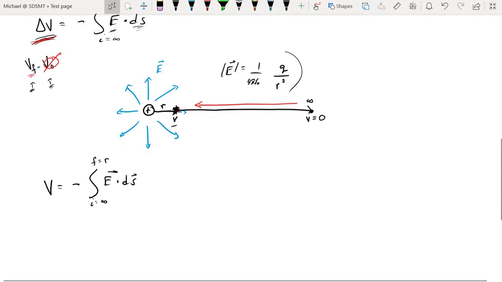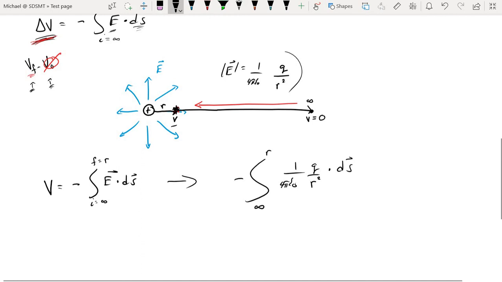I'm going to try this out. First, we're going to insert the expression for the electric field itself, and I'm just going to put in R and infinity for these limits. The electric field is 1 over 4 pi epsilon naught Q over R squared, and then we have that dot product with the ds.